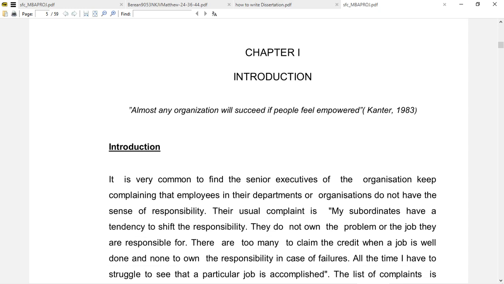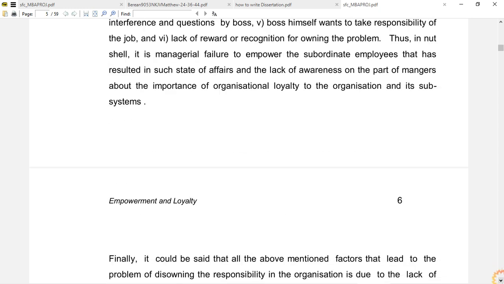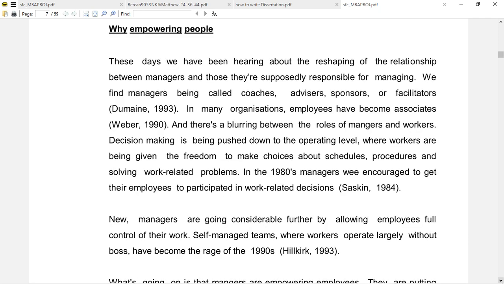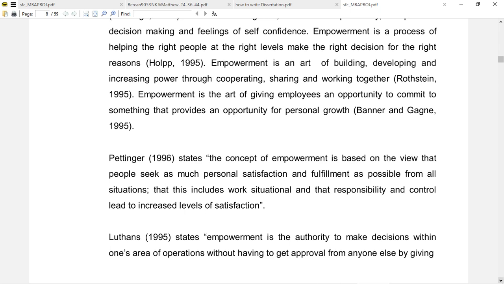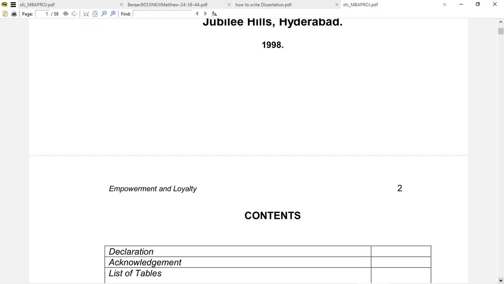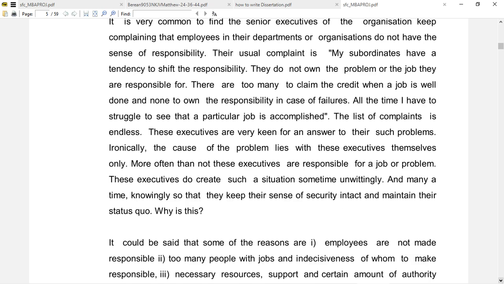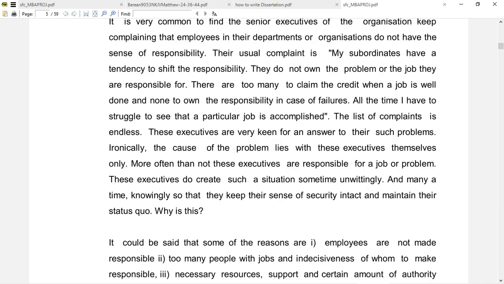Chapter 1, introduction. Main headings would always be in capitals, side headings would always be in running sentences. So this is how I've introduced the topic. It could go like that. Then importance of empowerment, then why empowering people, all side headings are very clearly mentioned. Concept of empowerment, you can see that in the entire body I have mentioned the authors' names. Can you notice it? For example, here I have mentioned the author's name in the bracket. That is called quoting the author in the reference section.